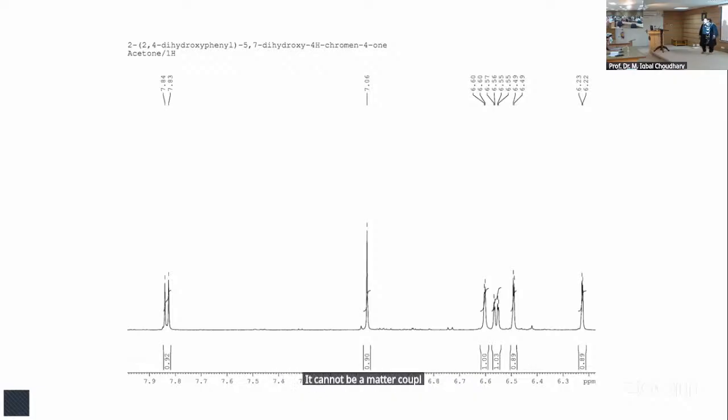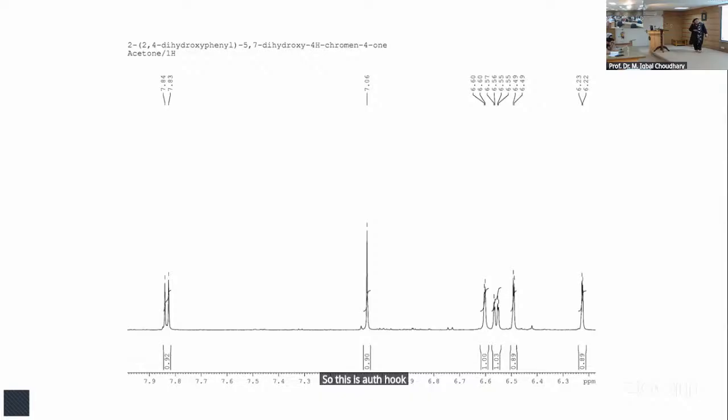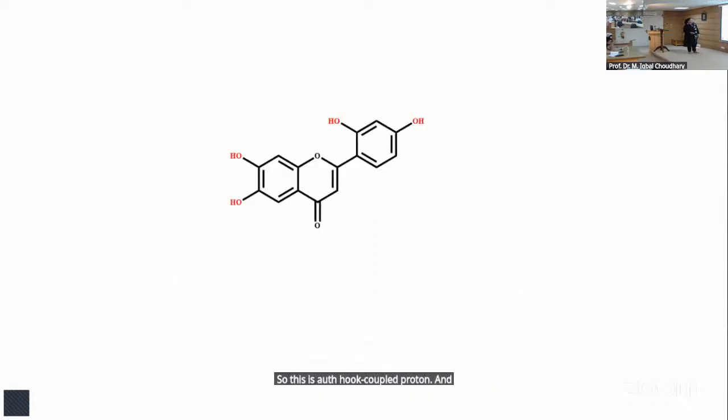Meta couplings are small couplings, and you got a value like 6, but we will check it again on Monday with the 3-digit value. So this is the ortho coupled proton. And when we look at here, this is the ortho coupled proton. Now we know ortho coupled gives a doublet and a doublet of doublets.